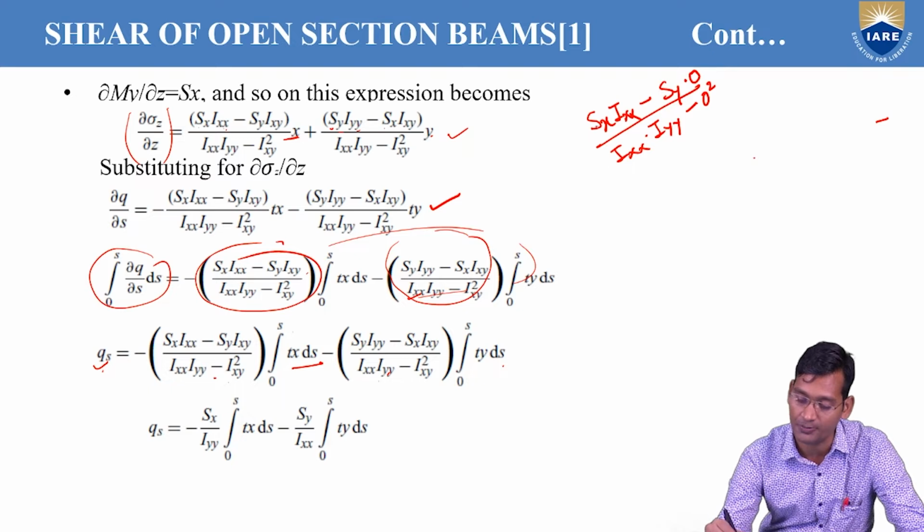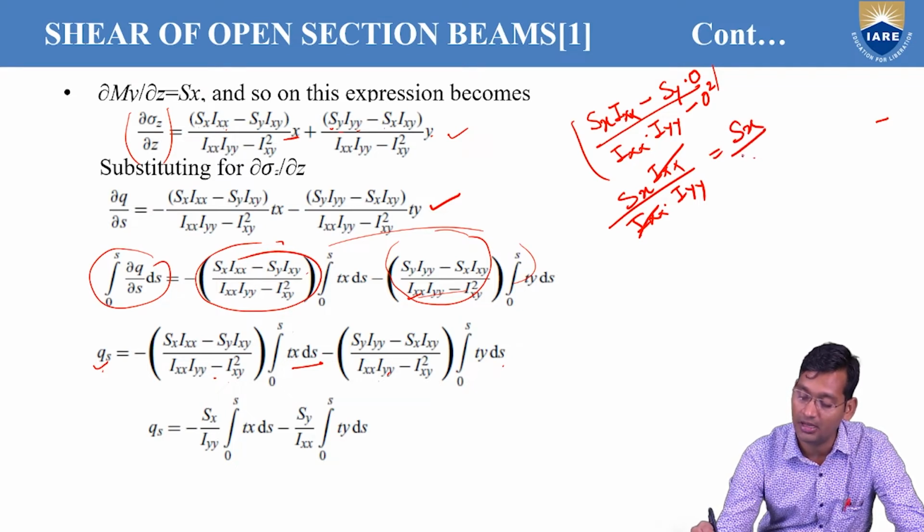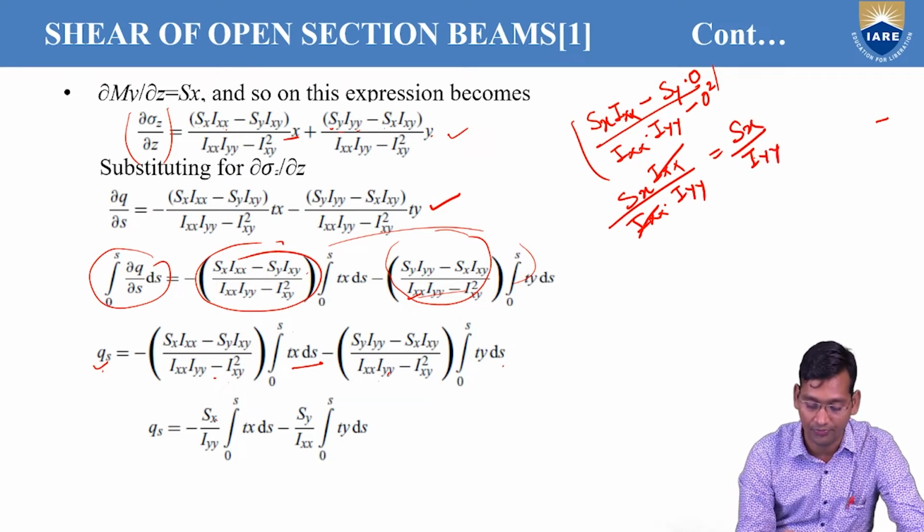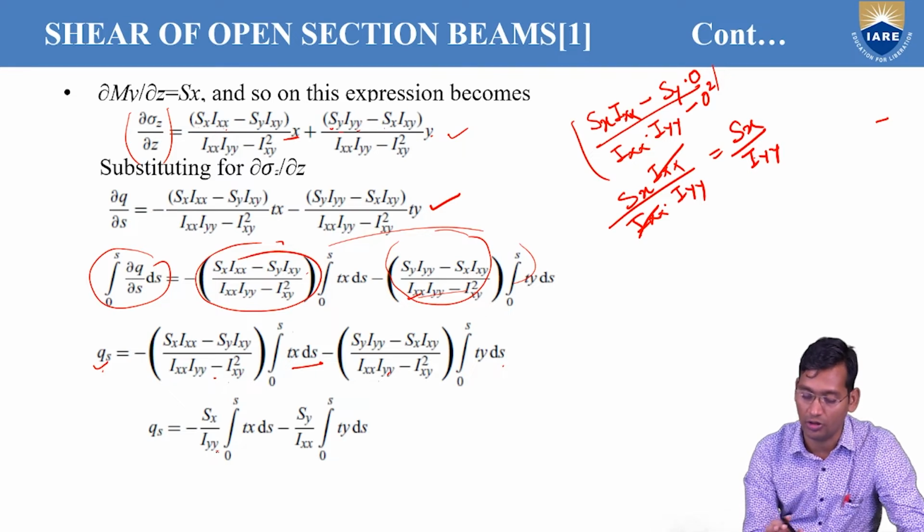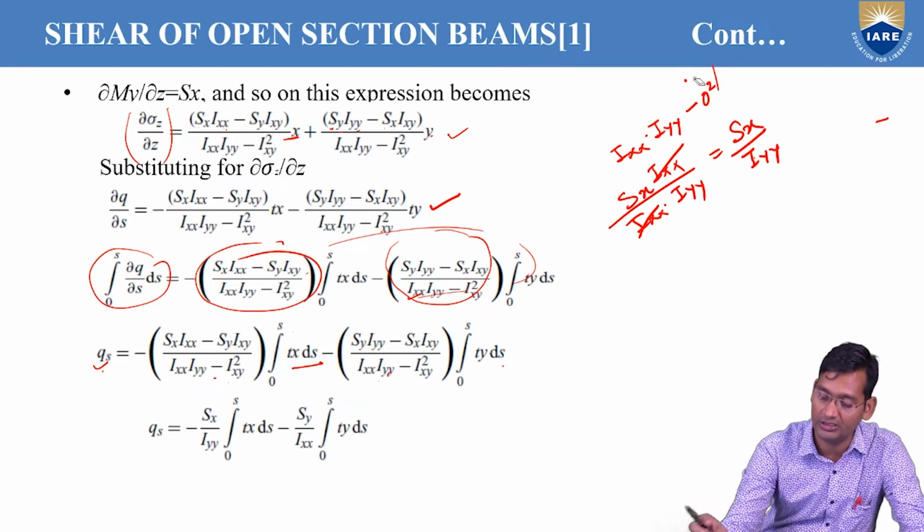So from here, I'm just simplifying the first term. Right, from this term 0, so we get sx ixx by ixx into iyy. So ixx cancels, and we get sx by iyy. So just see here, sx by iyy we got. Now simplify for this term. Let's see what we are getting here.